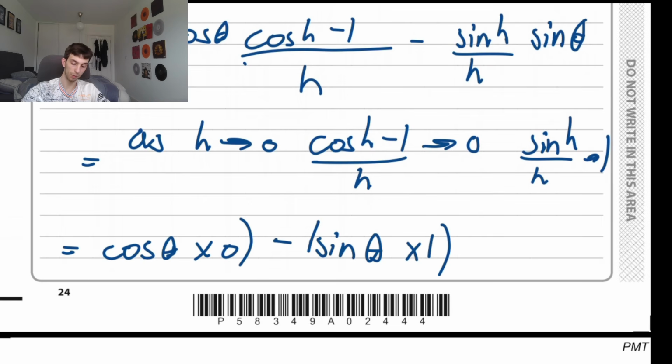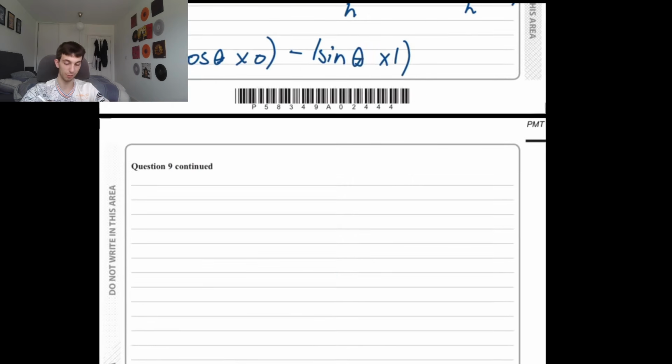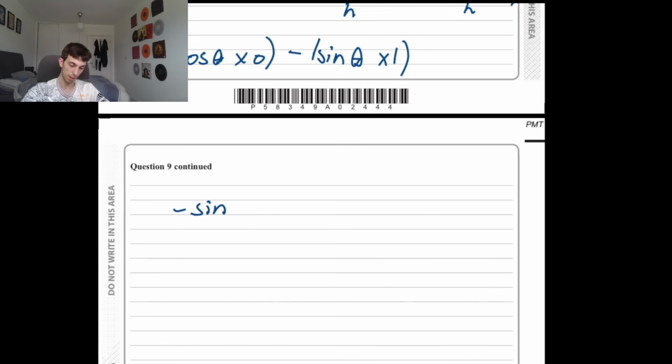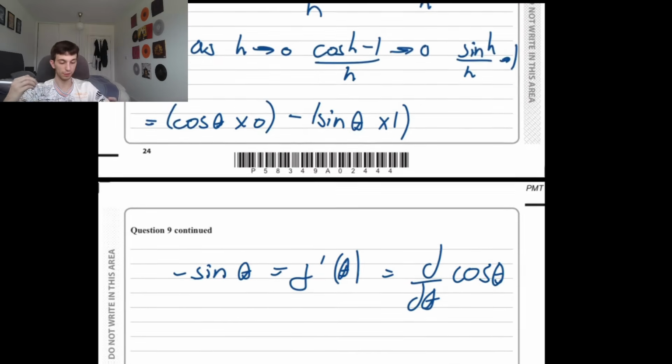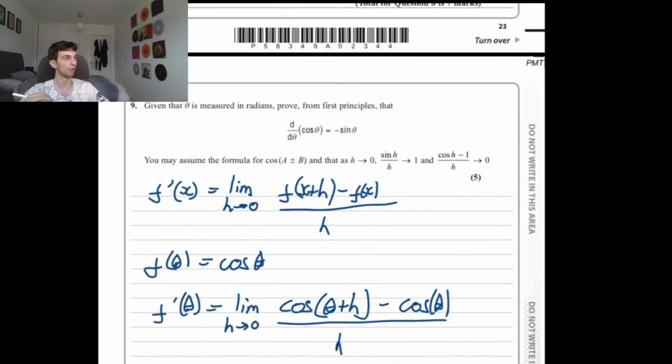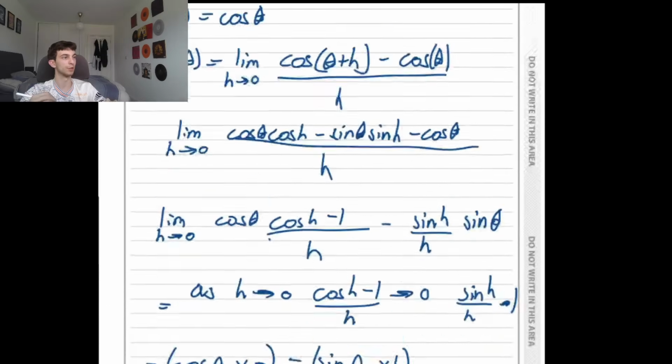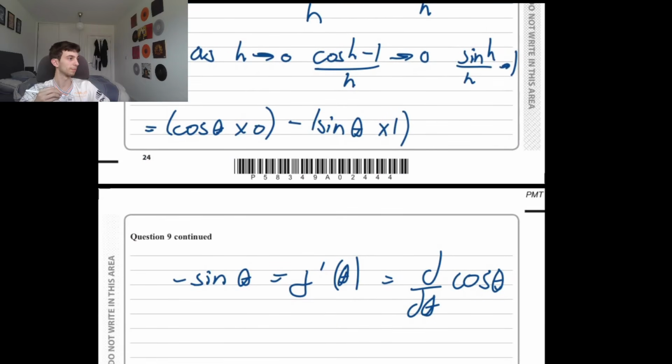Okay, so what we're left with, well, cos theta times 0 is just 0, so we're left with minus sine theta. And that will be equal to f dash theta, which is exactly d by d theta of cos theta. And that's your answer. Nothing too tricky, a little bit of differentiation from first principles, just applying the formula and using the information they give you in this question.